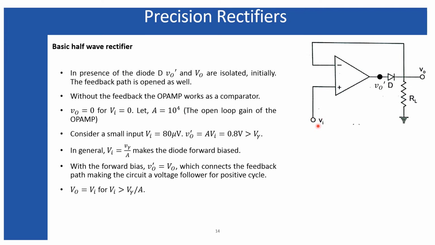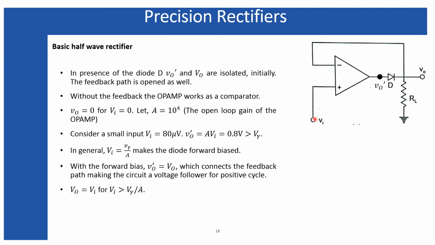Now, suppose Vi just increases to a small voltage, that is Vi becomes just 80 microvolt, such a small voltage. Physically there is a feedback, but due to this diode, these 2 points are isolated, so this feedback is not working right now. At the beginning, there is no feedback, although physically there is one, but due to the presence of this diode, these 2 points are not connected.